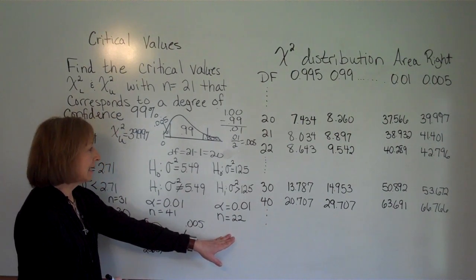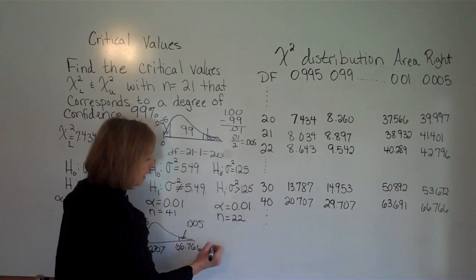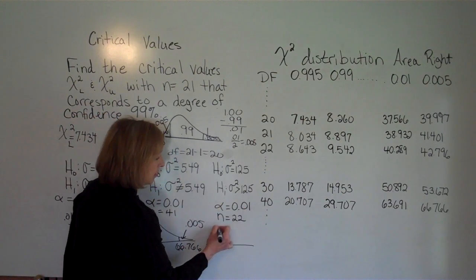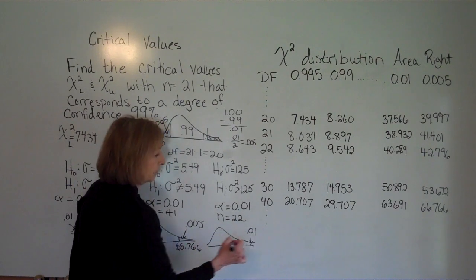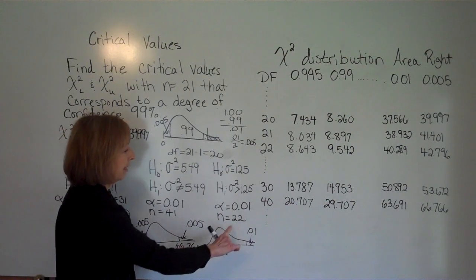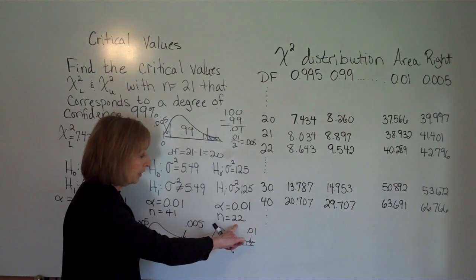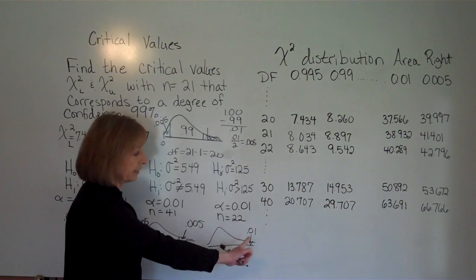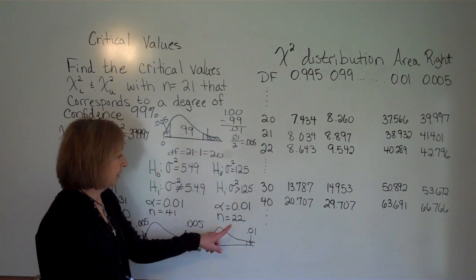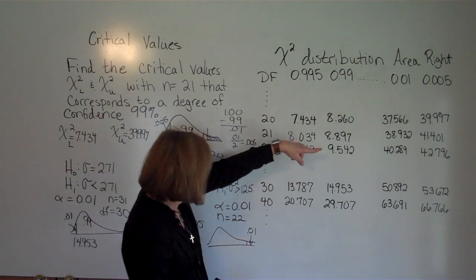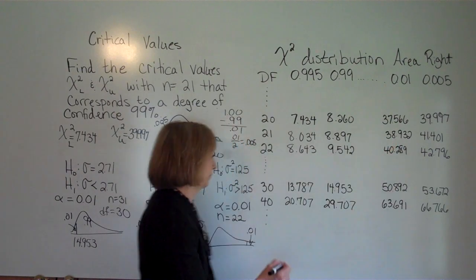And then lastly, hypothesis test for the variance. My alternate is greater than, so the area is in the right tail. It's a right tail test. My degrees of freedom, 22 subtract 1 is 21. So I'm going to look across from 21 and underneath the 0.01 because it's right tail and that table is organized by area right. So across from 21, underneath the 0.01, we get 38.932.